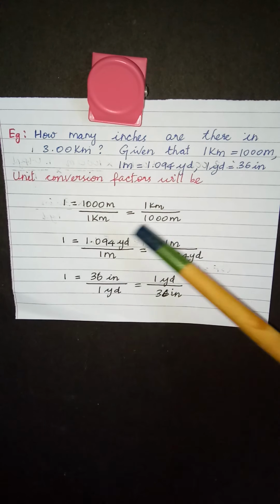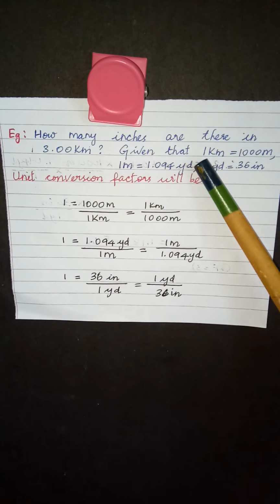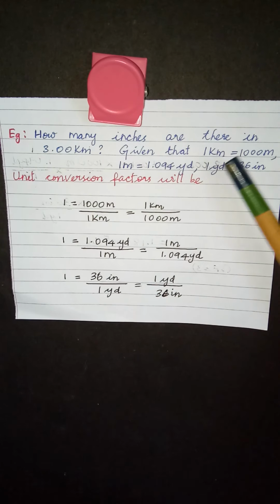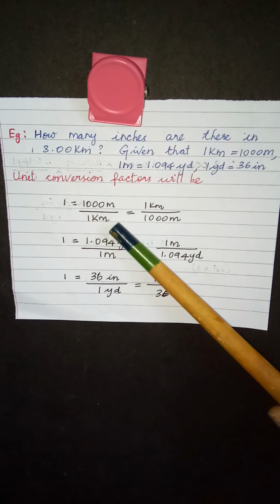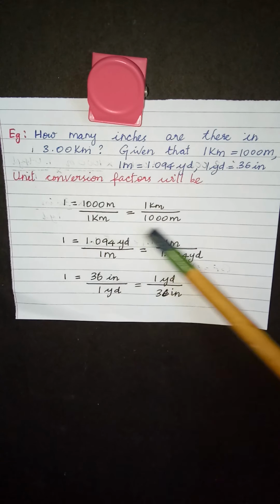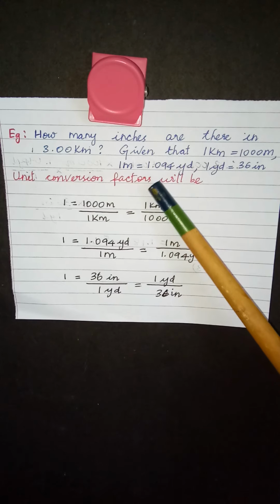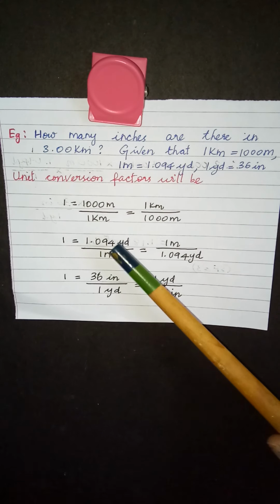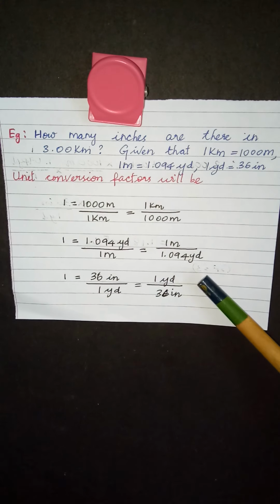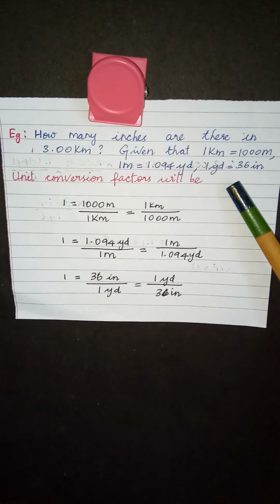That's what is asked. So the unit conversion factors will be, from these conversions you can write, see 1 kilometer is equal to 1000 meter. So 1 is equal to 1000 meter divided by 1 kilometer, which will be equal to 1 kilometer by 1000 meter. I told you in the previous slide, these are called unit factors. Same way, you know 1 meter is equal to 1.094 yard. So 1.094 yard by 1 meter is equal to 1. Same way 1 meter divided by 1.094 yard is equal to 1. And now look here, 1 yard is equal to 36 inch.